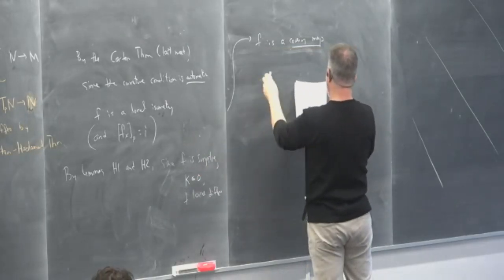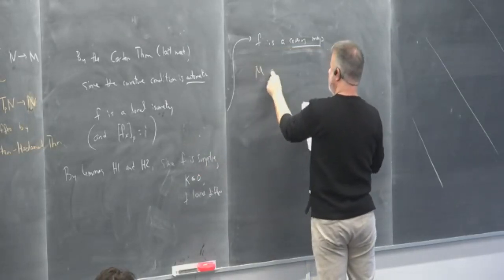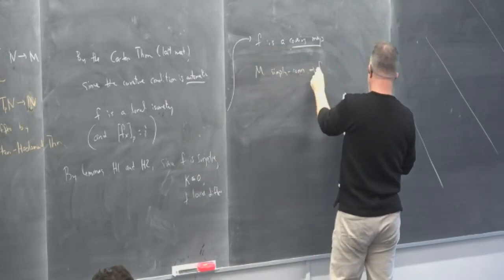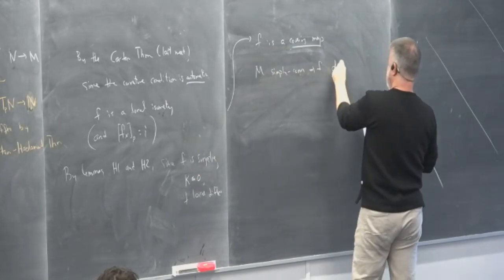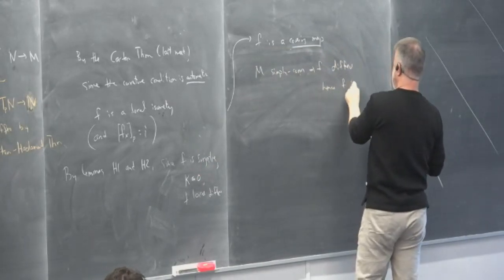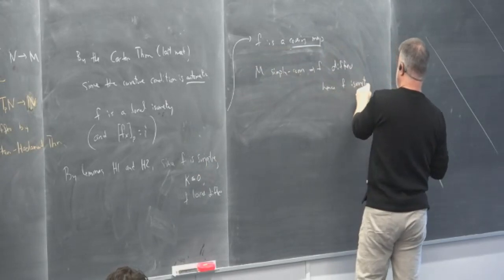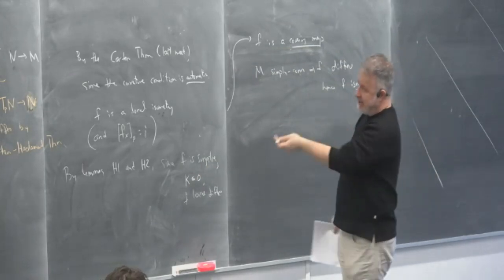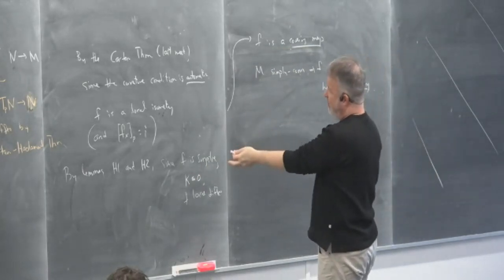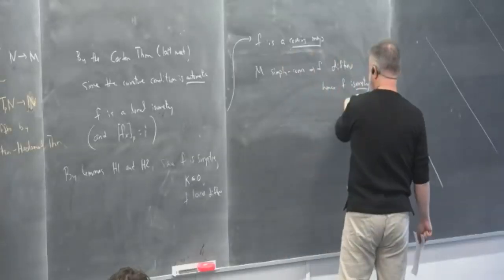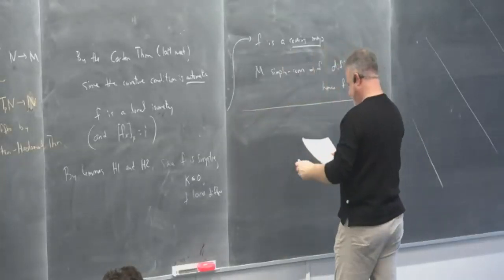And then since M is simply connected, this implies that F is a diffeomorphism. Hence, F is an isometry because it's a diffeomorphism and a local isometry. Okay, so in cases A and B, it was just a straightforward application of this Cartan theorem and these lemmas. Case C is a little bit more involved.